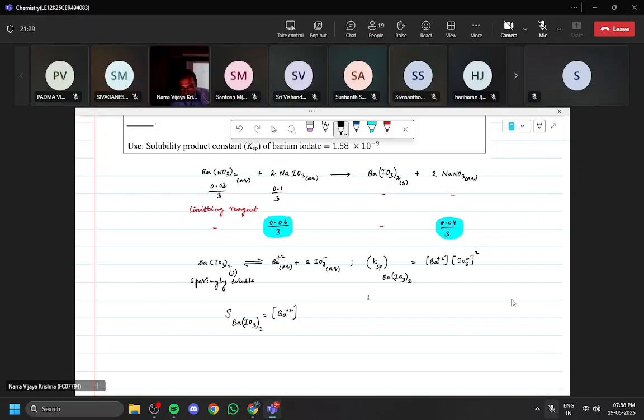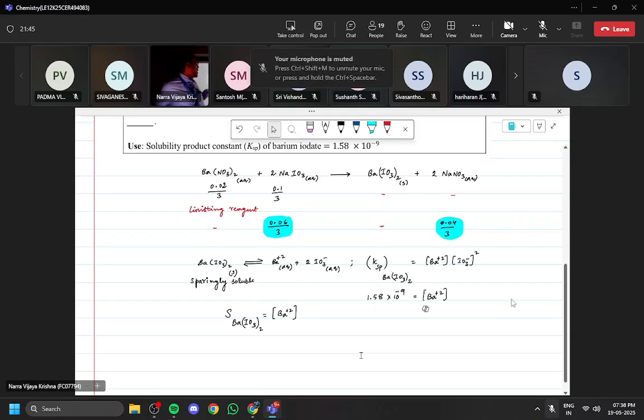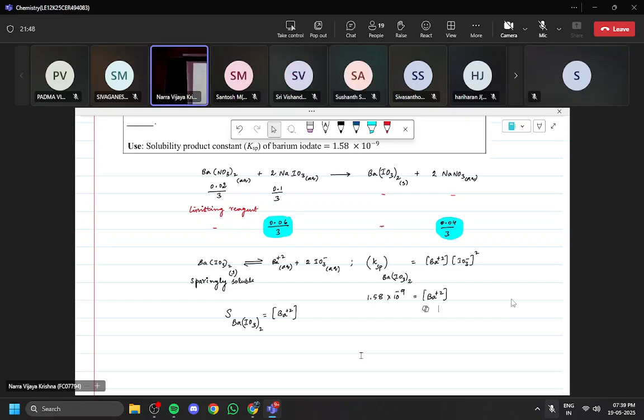So what is the Ksp value? 1.58 into 10 power minus 9 equals the concentration of Ba plus 2 into the concentration of IO3 minus squared. Is there any IO3 minus present in the solution now? In this reaction, are there any IO3 minus ions present in the solution or not? There are, because of NaIO3. If this is the concentration of NaIO3, what will be the concentration of IO3? Same, correct? So I am substituting that here.